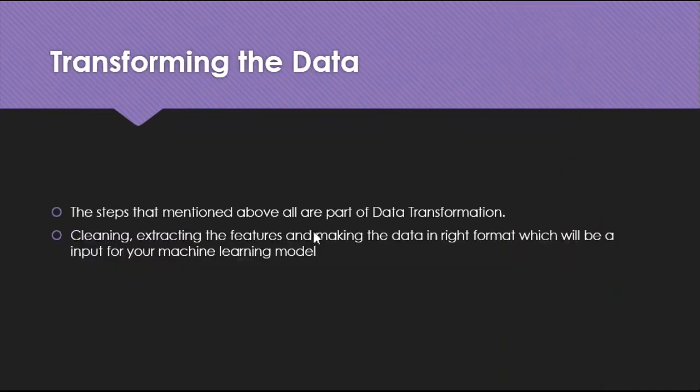Next, transforming the data. The steps that we discussed until now are the actions that are required to transform the data, to transform the data into the right format and with the required features for your machine learning model. Cleaning the data, extracting the features, and making the data in the right format, that will be an input for your machine learning model.